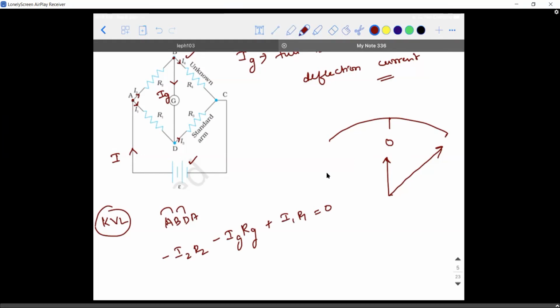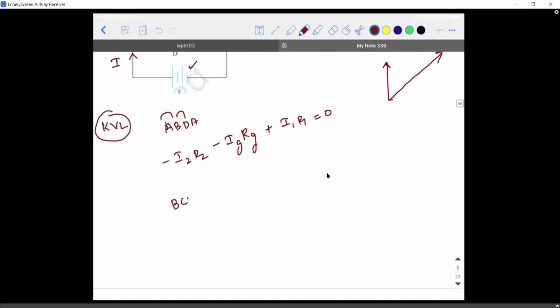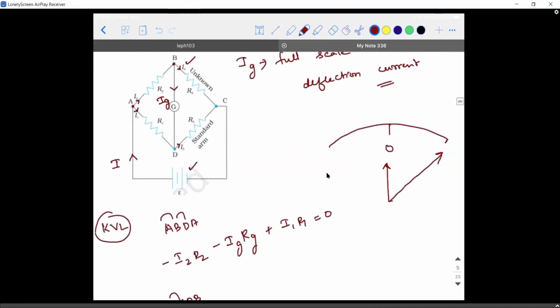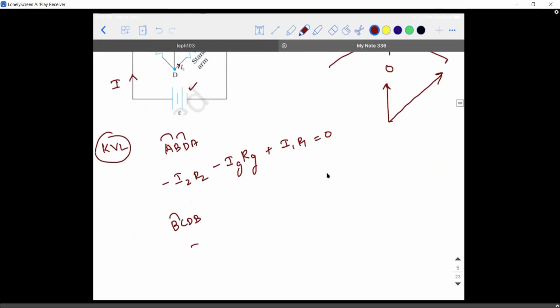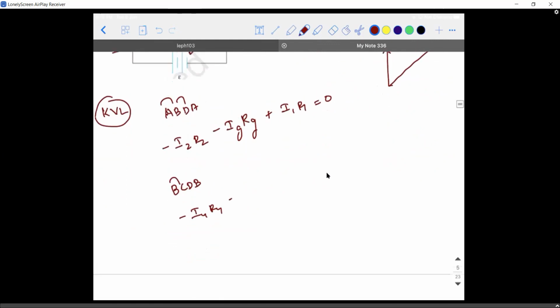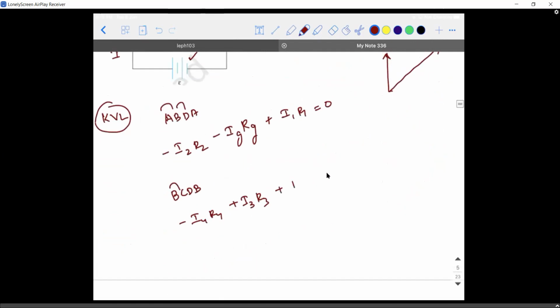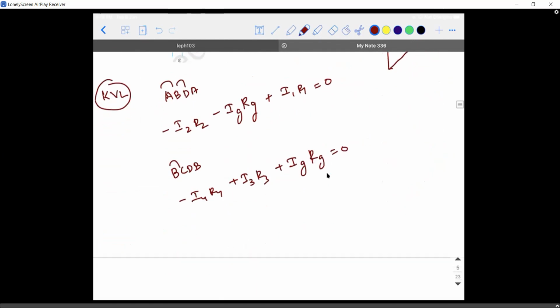Similarly, if I take the loop BCDB, when I go from B to C, it is minus I4 into R4. When I go from C to D, it is plus I3 into R3. When I go from D to B, it is plus Ig into Rg. The whole put together is 0. Are you guys clear with these 2 points, guys? Yes, sir.